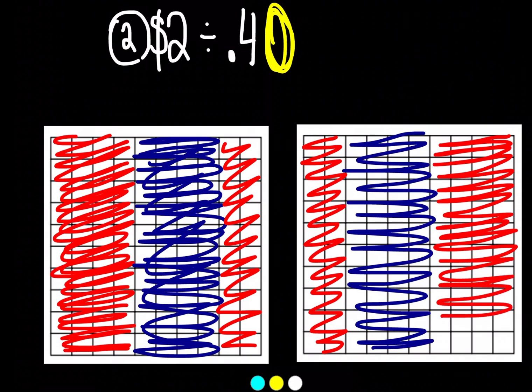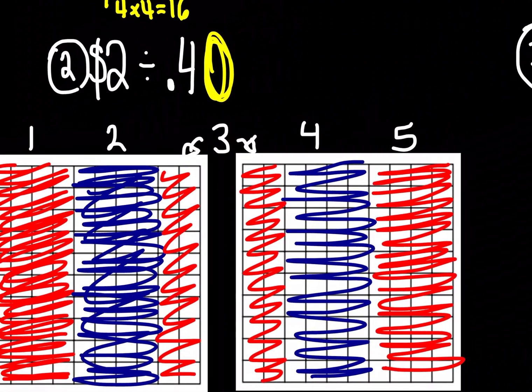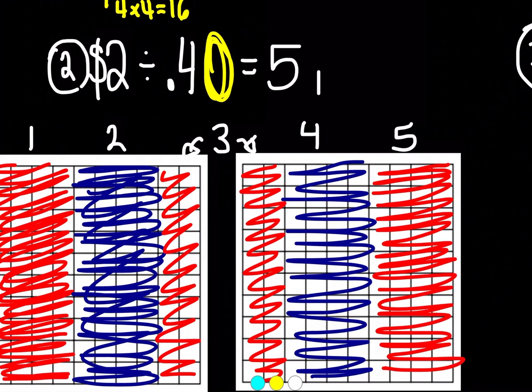And if I count, how many groups of 4 tenths do I have? I have this group, I have my second group, I have my third group, remember that's right here and right here. I have my fourth group, and I have my fifth group. So if I divide 2 by 4 tenths, I would have 5 equal groups of 4 tenths as my answer.